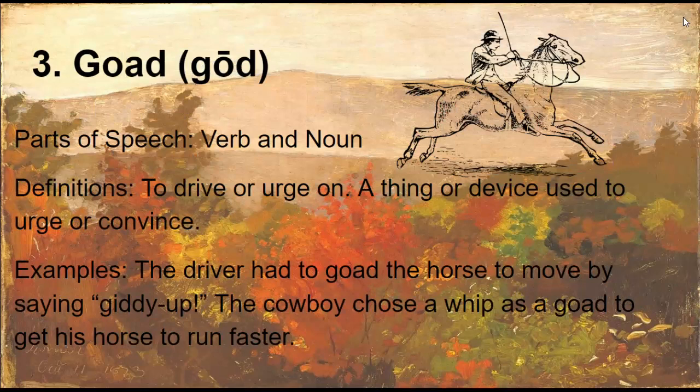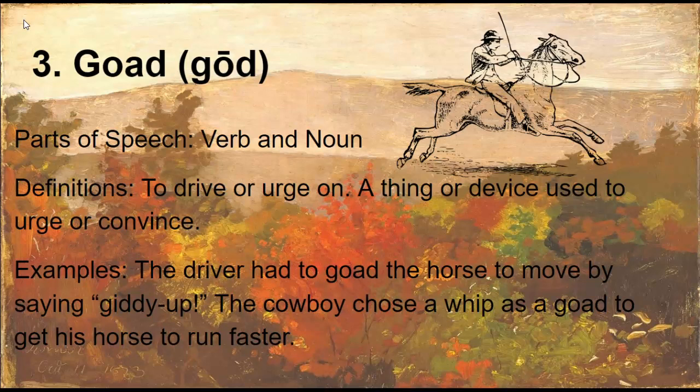Number three word is goad. G-O-A-D. Goad is a split. Goad can be a verb and a noun. Two definitions for goad. The verb part of goad means to drive or urge on. When you think of a farmer trying to get an animal into the barn, like a pig or a horse or a cow, that farmer is goading that animal.